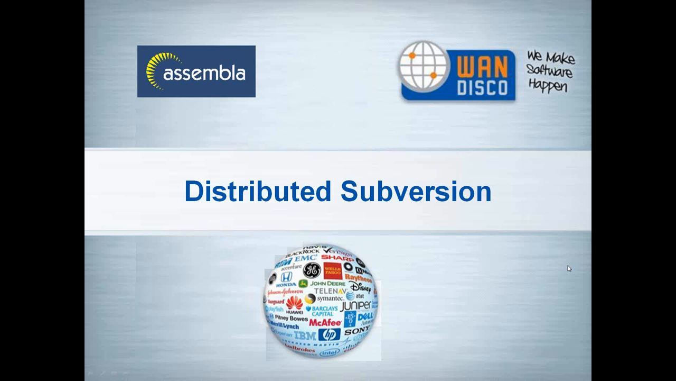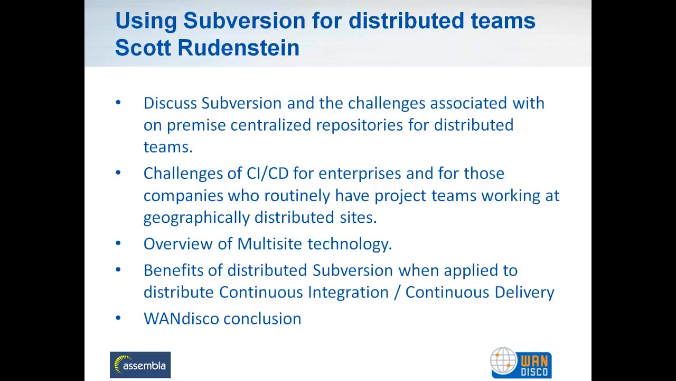All right, let me just click ahead here, and we're going to talk today about distributed Subversion. This is for people that have Subversion repositories for global teams that they need to be able to do high availability for builds, high availability for continuous integration, continuous delivery. So here are the topics that we'll go through, and as I mentioned, we'll discuss some of the challenges directly involved with having decentralized teams. We'll talk about continuous integration, continuous delivery for enterprises, and then we're going to give you a brief overview of the multi-site technology that WANdisco provides and how that solves some of the issues that challenge teams on a daily basis. We'll talk about a few of the benefits and finally come to a simple conclusion.